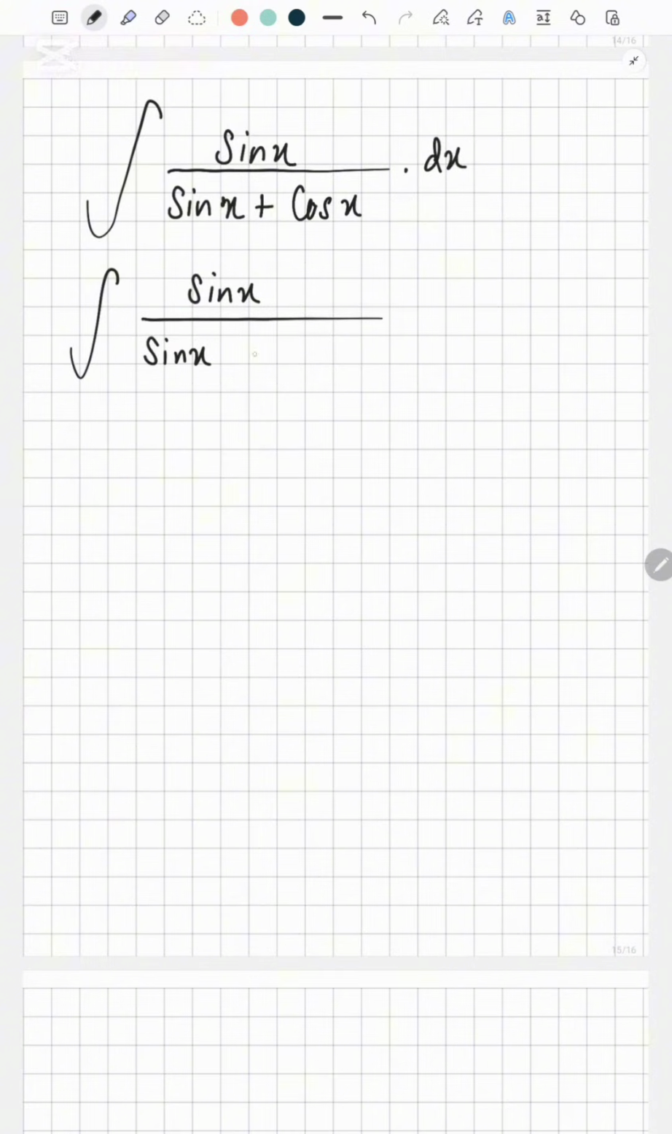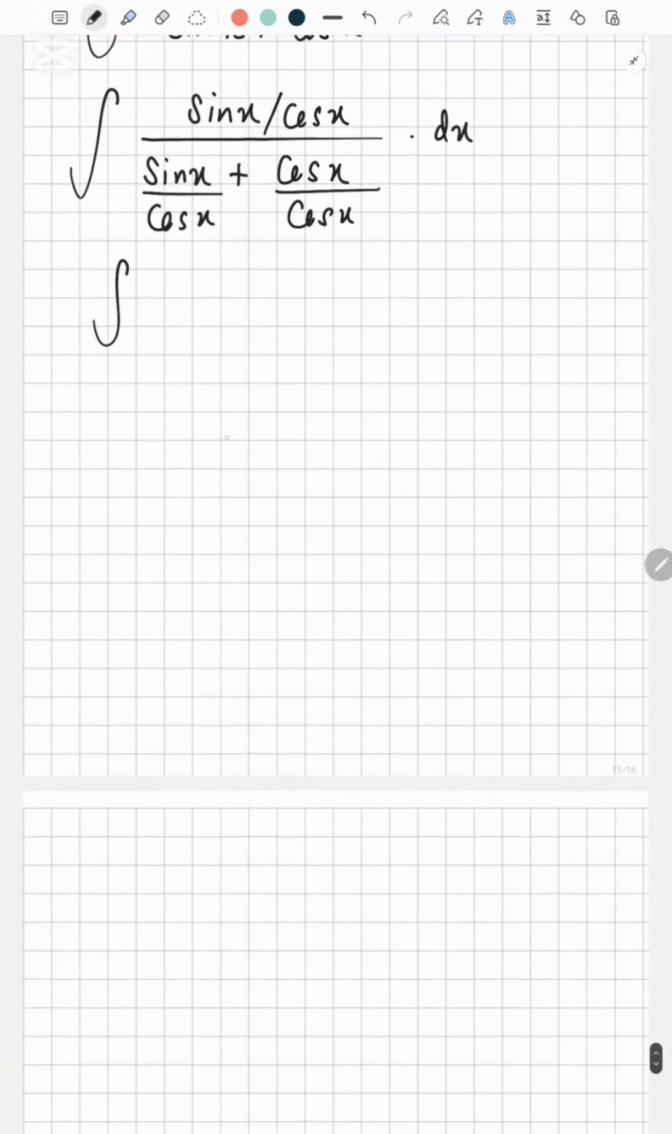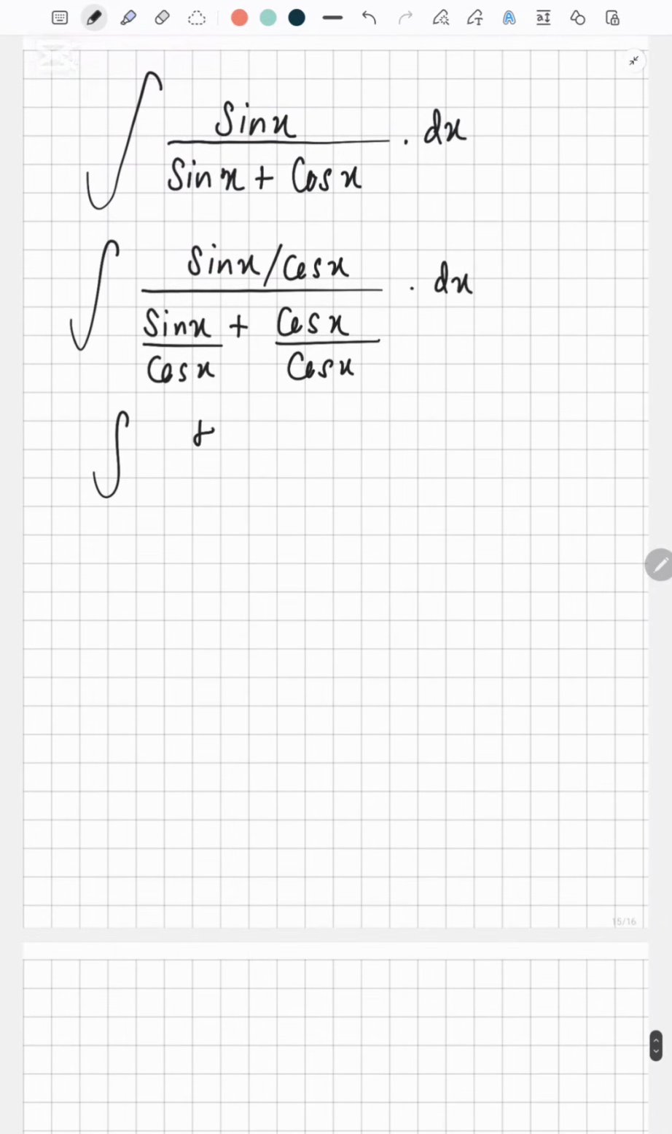So what I'm going to do is divide every term by cos x. Okay, every term by cos x. And then what happens? Now I end up with tan x, since sin x over cos x is tan x, right? Tan x over tan x plus 1 dx. So now let's take a substitution of u equals tan x.